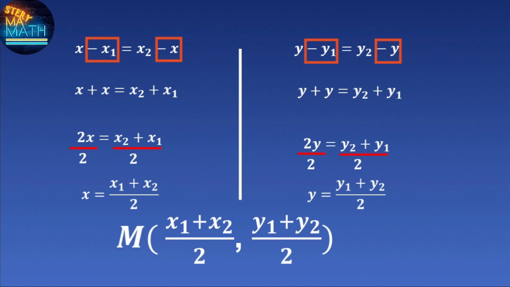So the midpoint is (x1 plus x2) divided by 2, comma, (y1 plus y2) divided by 2.